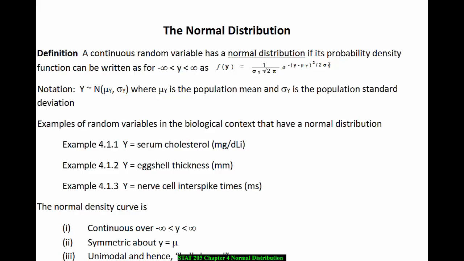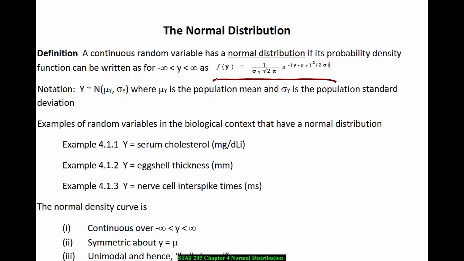The last chapter we covered was mostly about discrete random variables and a specific discrete random variable, the binomial distribution. The normal distribution, the topic of chapter 4, is an example of a popular continuous distribution. That is, it's the distribution for a very popular type of continuous random variable. So a continuous random variable has a normal distribution if its probability density function can be written, for negative infinity up to positive infinity, as this formula right here, which isn't very friendly looking. However, that is the formula for the normal distribution curve.